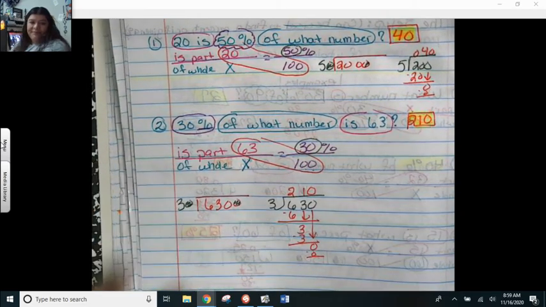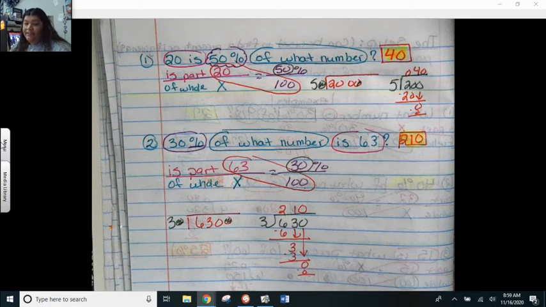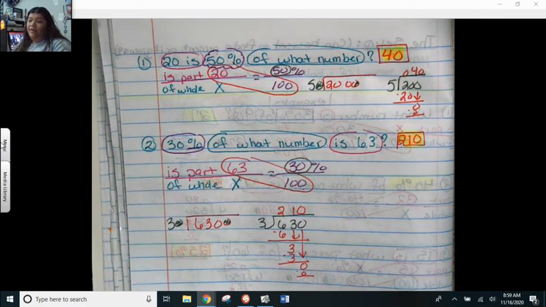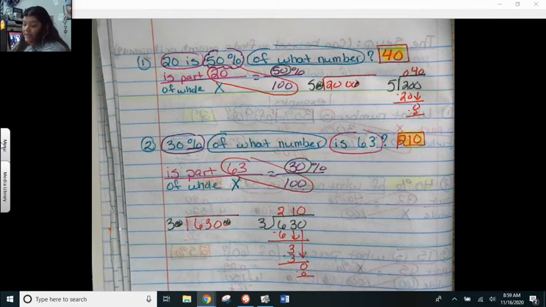Think y'all got 210? Hopefully y'all did. Yay if you did. If not, come to the Google Meet, okay? And we can do some questions on the assignment today to help you out, okay?